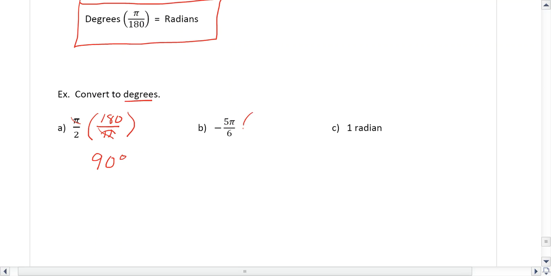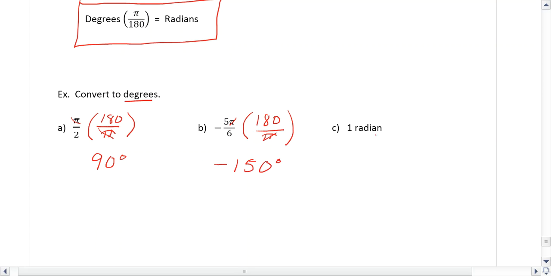Again here, pi is in the numerator. To get to degrees, the pi has to be gone, therefore I know it's 180 over pi as my multiplier. Again, the pi's cancel, and if you multiply 5 times 180 divided by 6, or cancel the 6's, whatever you prefer, you would get negative 150 degrees.